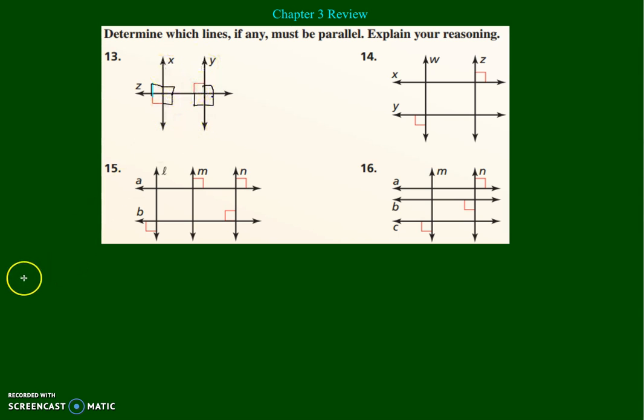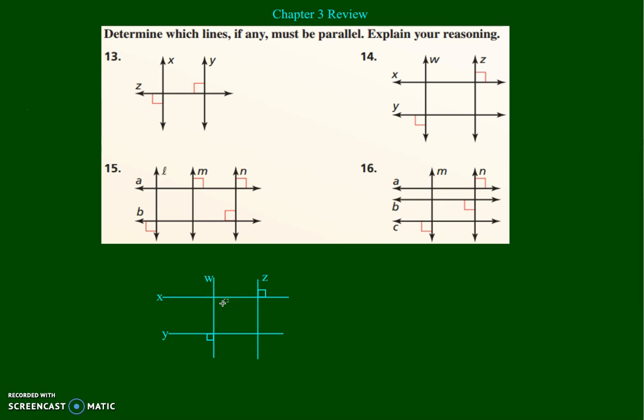So in 13, we can say, oops, let's go back to our white chalk. So in 13, we can say line X is parallel to line Y. And that's all we can say for 13. Now on to problem 14.